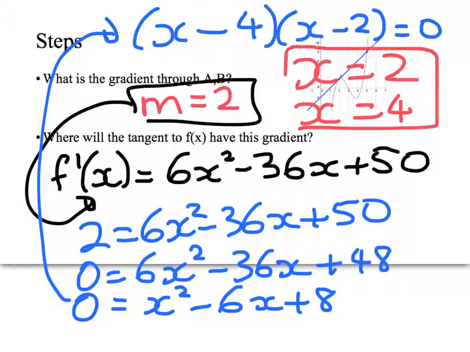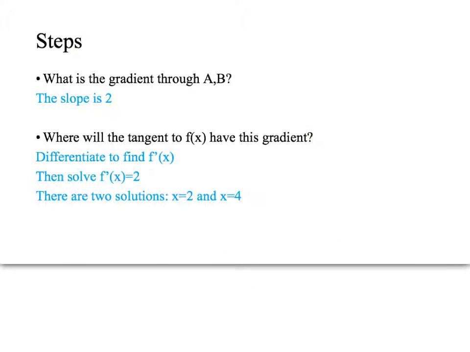Now that's what we saw from looking at the graph anyway. What we have to do now is to find the matching y coordinate and then get the equation of each tangent line. Okay, so the slope here is 2. We've done this bit. What's the gradient through AB? And then where's the tangent going to have that gradient? Okay, so we've found our 2 points, x equals 2 and x equals 4.